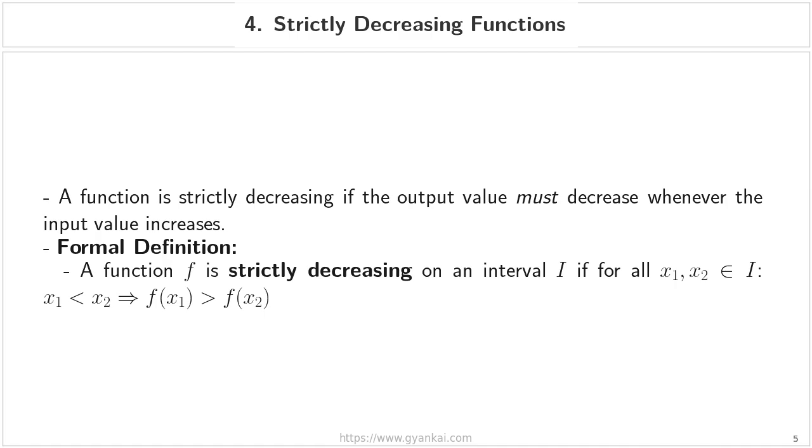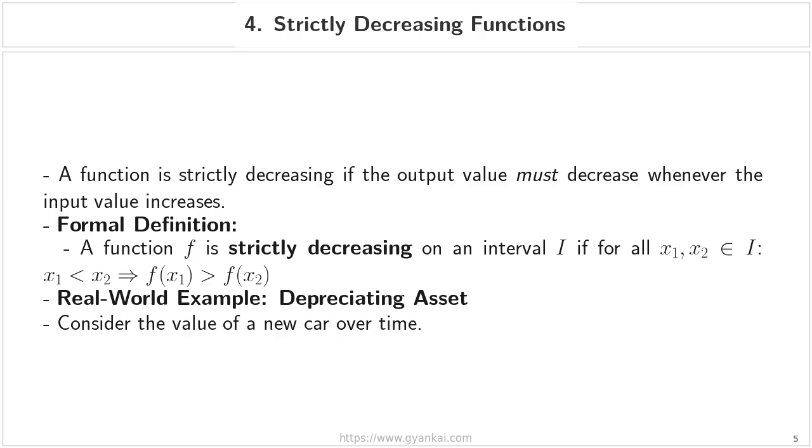A function f is strictly decreasing on an interval I if, for all x1 and x2 belonging to interval I, whenever x1 is less than x2, it necessarily implies that the function value of x1 is strictly greater than the function value of x2. To help you visualize this, let us consider a real-world example involving a depreciating asset, such as the value of a new car over time.